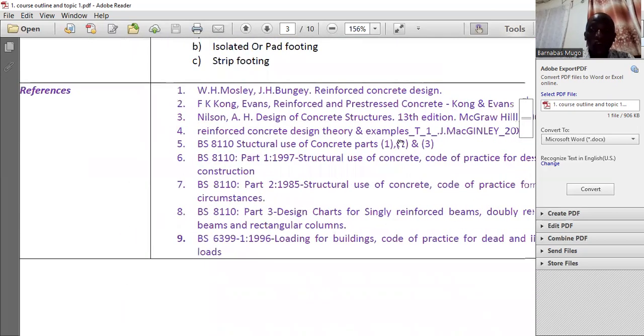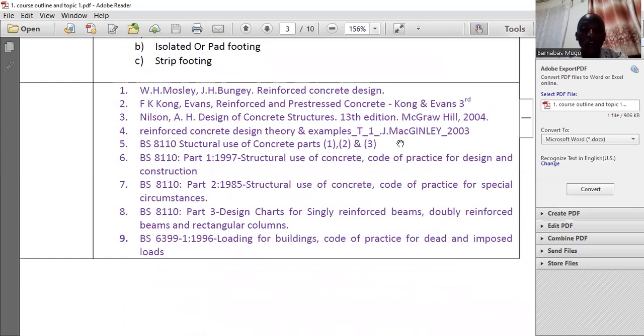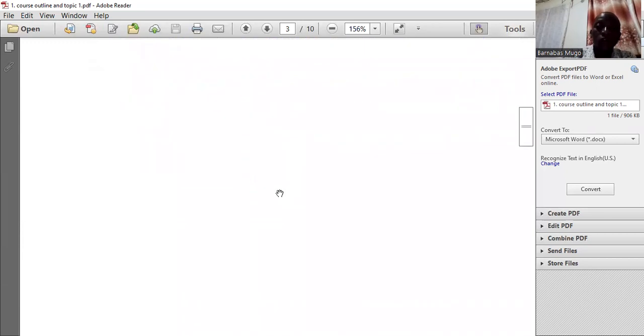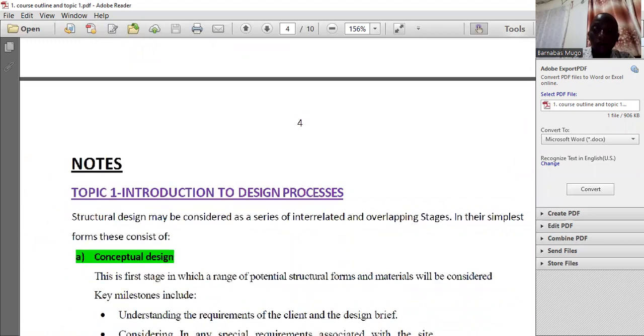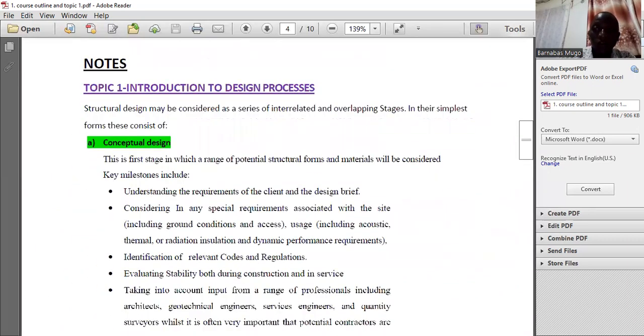This information, you can also get it from the course material, and you can also use these as your reference. You can refer to the information of this unit from those reference materials.